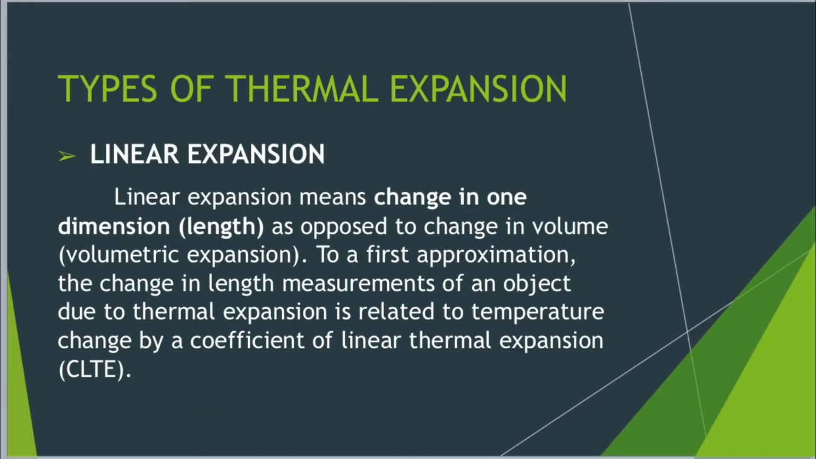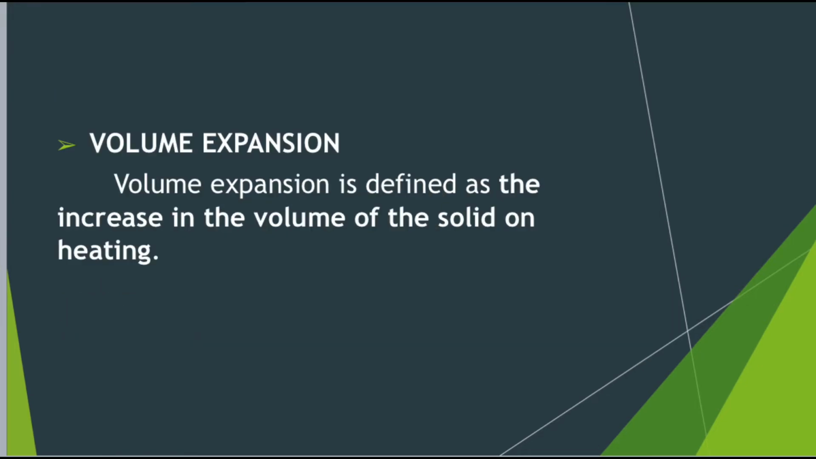Types of thermal expansion. Linear expansion means change in one dimension, as opposed to change in volume. To a first approximation, the change in length measurements of an object due to thermal expansion is related to temperature change by a coefficient of linear thermal expansion, or CLTE. Volume expansion is defined as the increase in the volume of a solid on heating.